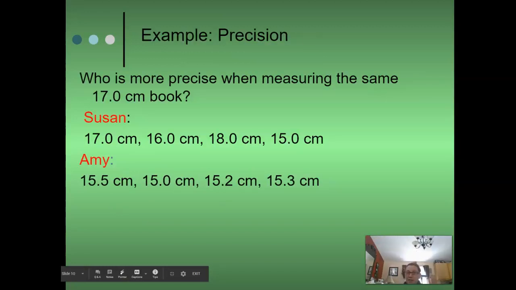Okay. And again, we have Susan and Amy who measured a book. 17 centimeters is what the book should have been. Who's more precise in their data set? Did you say Amy? I would agree. Yes, Amy is off of the known value of the book of 17, but all of her measurements are similar, so her measurements are more precise. Perhaps she did not use her ruler properly, paying attention to where the 0 line fell, and therefore was slightly off, but all of her measurements are relatively the same, so she is precise, just not accurate.